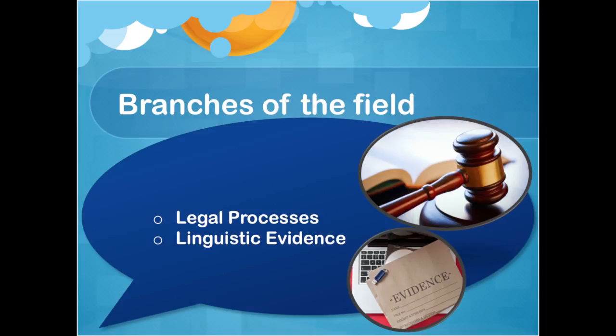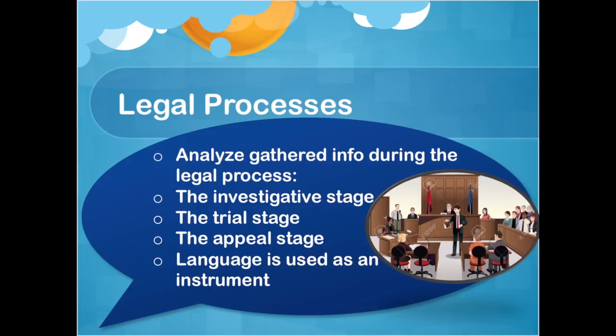And then the two branches of the field are legal process and linguistic evidence. I'm going to define this a little bit more concisely. The legal process is analyzing the gathered information during the legal process. So this includes the investigative stage, the trial stage, and the appeal stage.